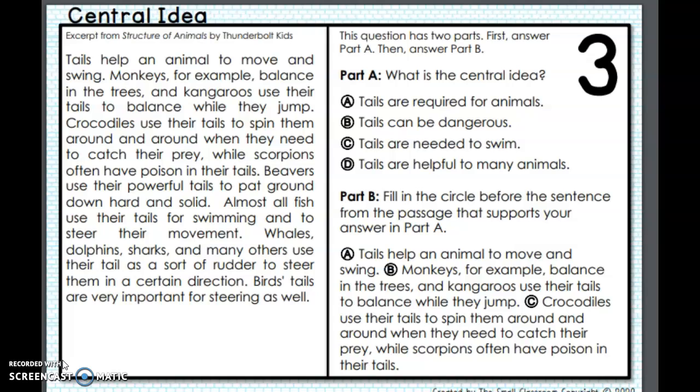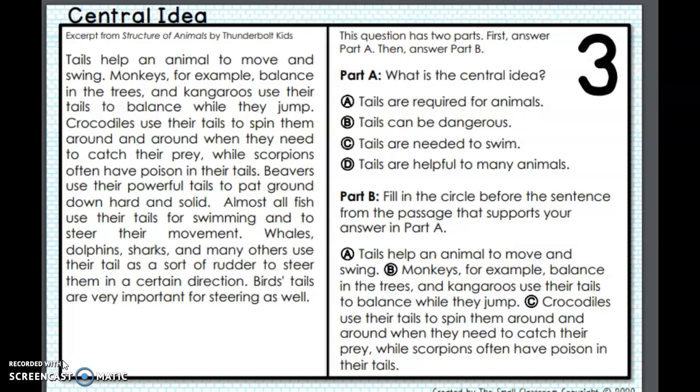So is it A, tails are required for animals? B, tails can be dangerous? C, tails are needed to swim? Or D, tails are helpful to many animals? I want you to write your answer on your whiteboard, and then you're going to hold your answer up, and we will reveal the answer as a class. If you're at home, you may write your answer on a whiteboard or on a sheet of paper. If you need extra time, you may pause this video.